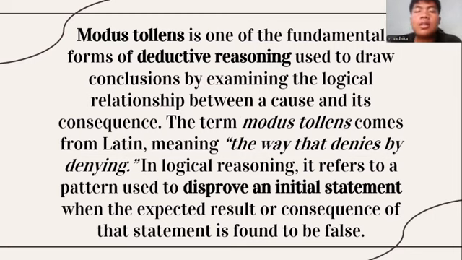Okay, let's start. Modus tollens is one of the fundamental forms of deductive reasoning used to draw conclusions by examining the logical relationship between a cause and its consequence. The term modus tollens comes from Latin, meaning the way that denies by denying. In logical reasoning, it refers to a pattern used to disprove an initial statement when the expected result or consequence of that statement is found to be false.